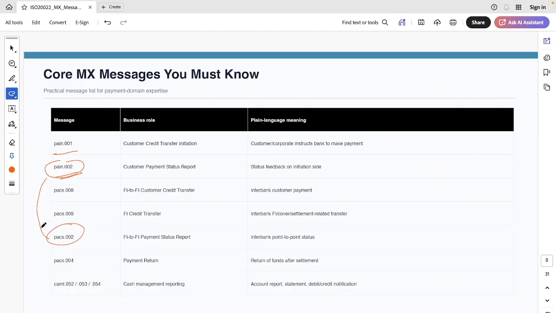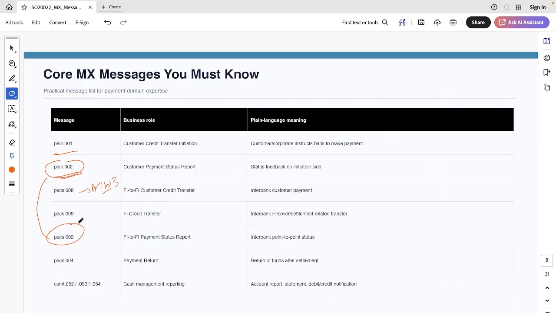Okay. Then pacs.008 is the FI to FI customer credit transfer. It carries a customer credit transfer between financial institutions. Conceptually, many people connect it with MT103. So this is equivalent to MT103 in the MT world.